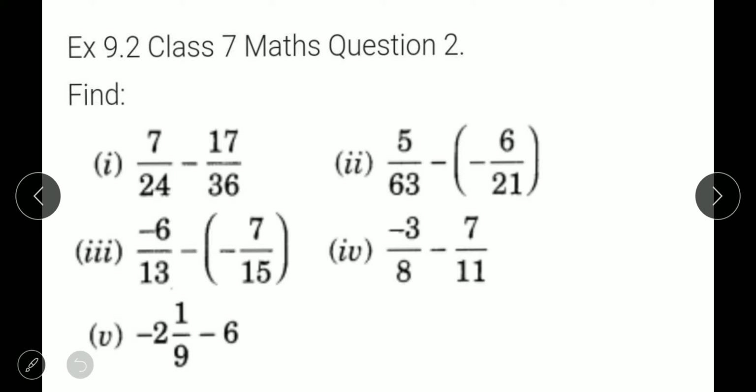Second thing we have to remember, we have to open the bracket, and whenever we open the bracket, we will follow a rule. Same sign, plus will come; opposite sign, always minus will come.